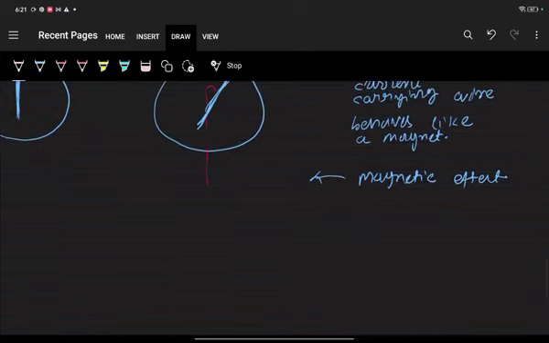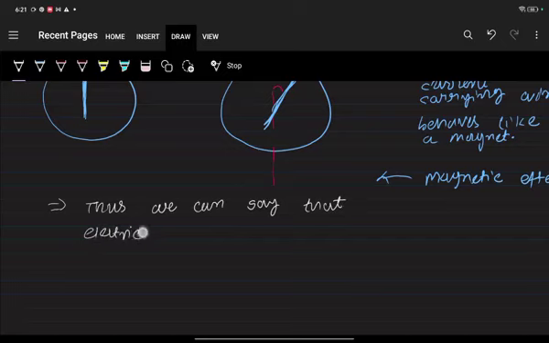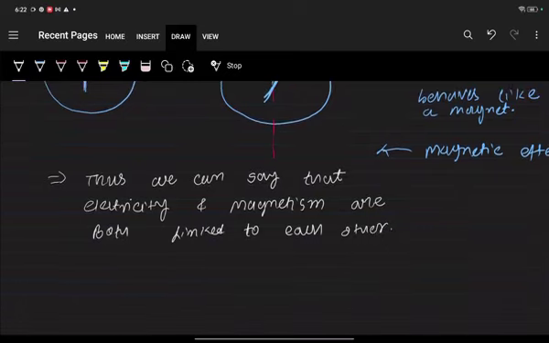So thus we can say that electricity and magnetism are linked to each other, right? Yes, sir. Thus we can say that electricity and magnetism are both linked to each other, right?